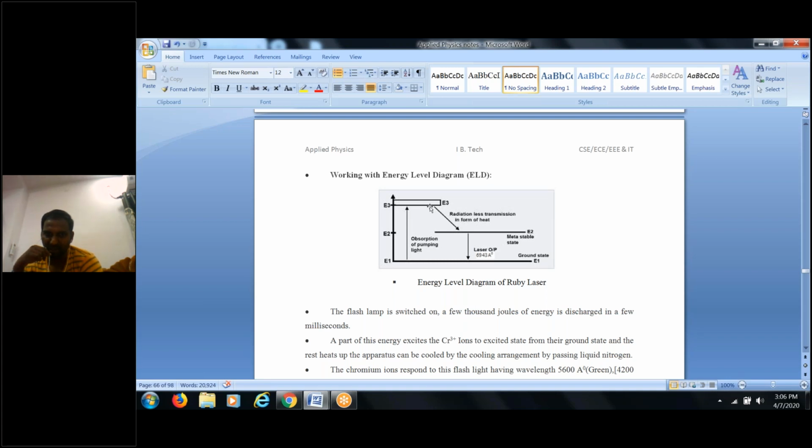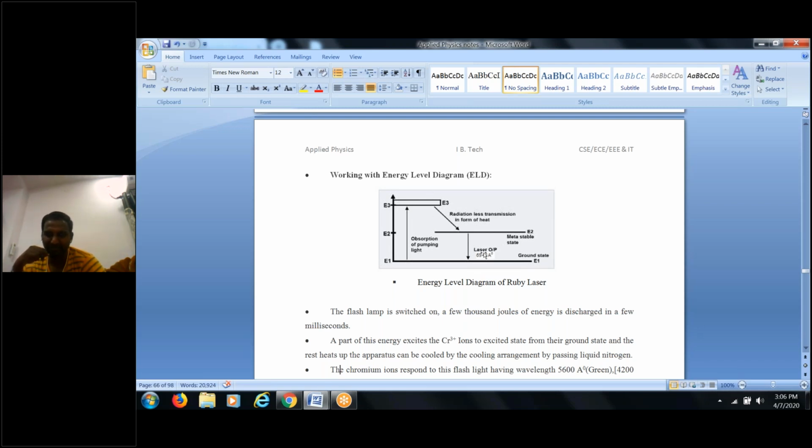But E3 is far away from E1. That's why a huge amount of energy can't be emitted at a stretch. That's why they will emit a little bit of energy. Therefore, chromium ions return to the E2 energy level, known as the metastable state. They will relax a little while and further continue the remaining energy release and reach the ground state. Once they reach the ground state, again the flash lamp produces light. Therefore, they are excited, again de-excited, again excited, de-excited. This process continues in a cyclic manner.